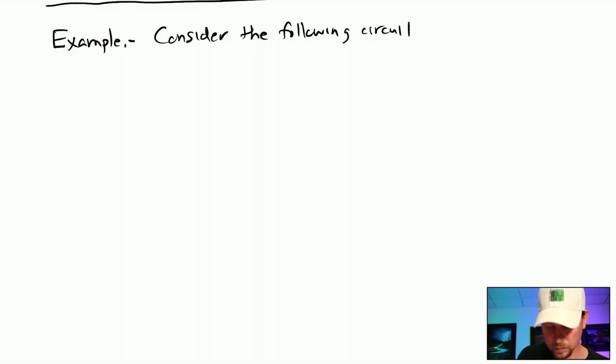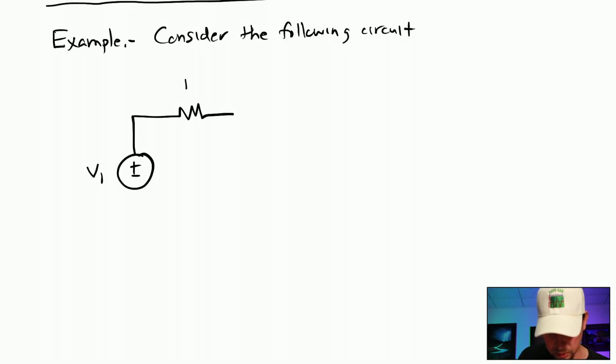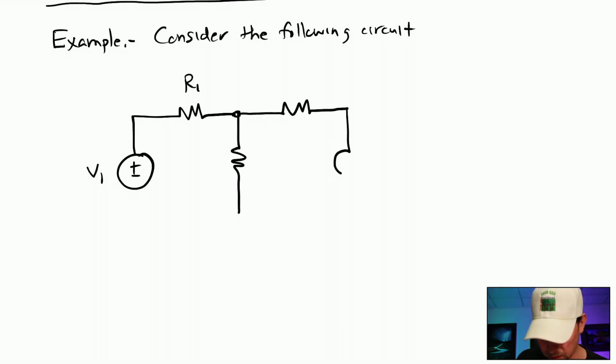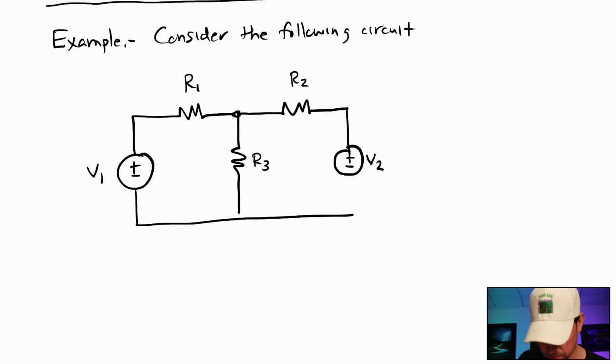This circuit contains one voltage source over here, providing us with V1 worth of voltage. There's a resistor R1 up here, a resistor down this way, resistor over there, a second voltage source providing us with a voltage V2 on this side. This is R2, this one is R3, and let's just finish up the circuit like this.